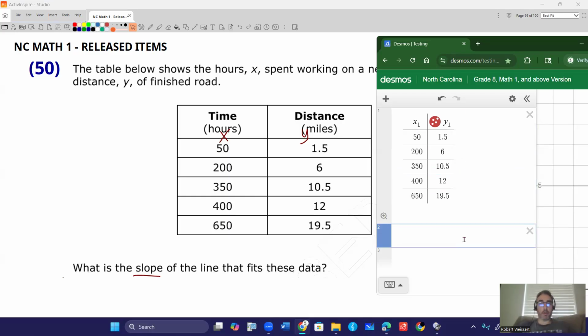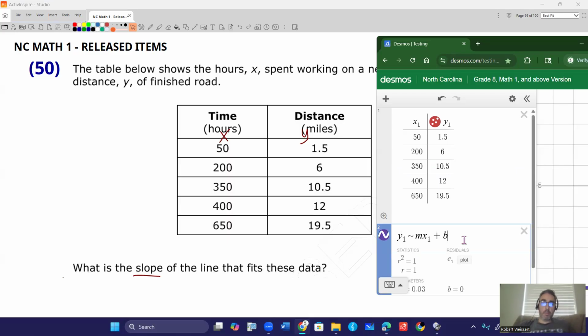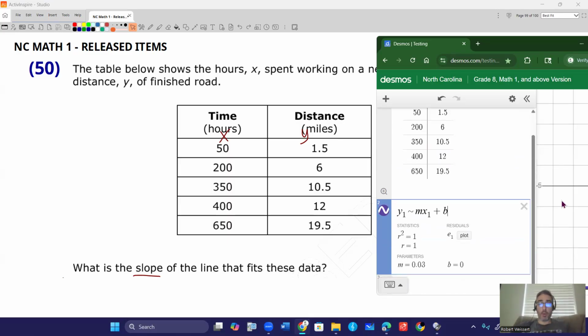And then we can just create a regression line. We do y1 squiggle mx1 plus b. M is your slope. So it gives you the slope of 0.03 and the y-intercept of 0.